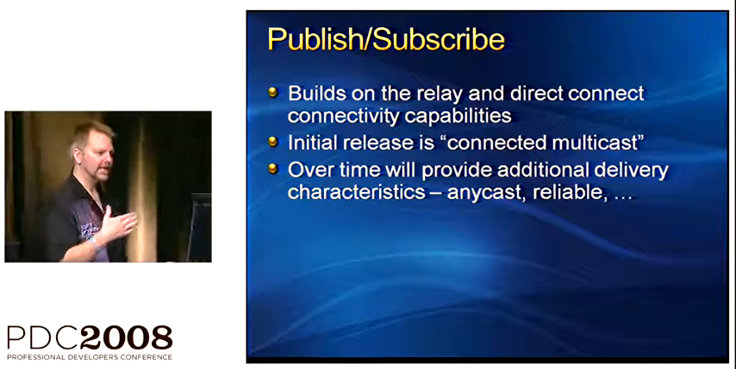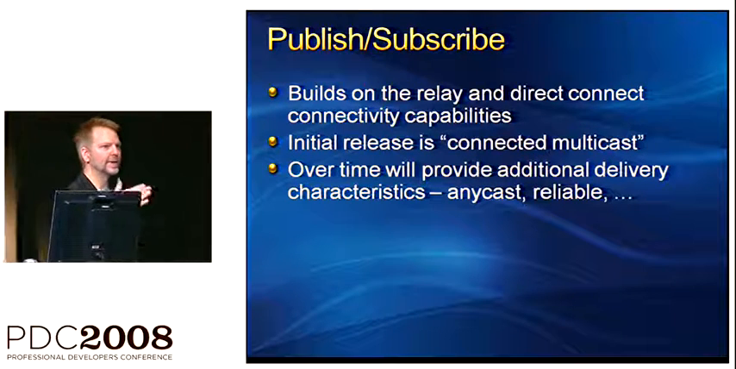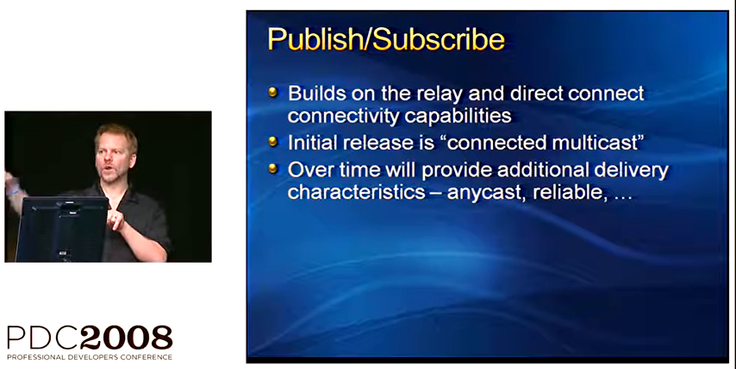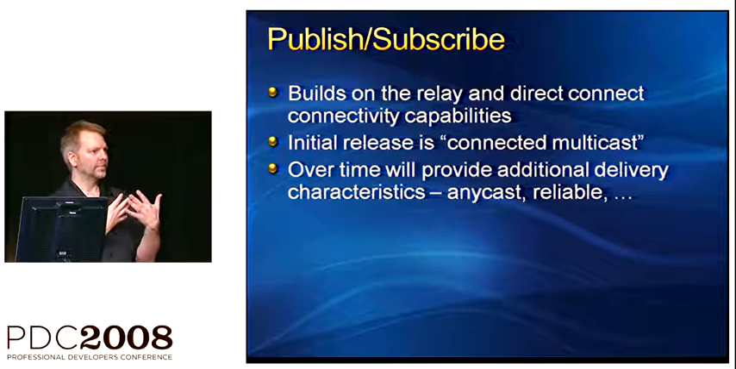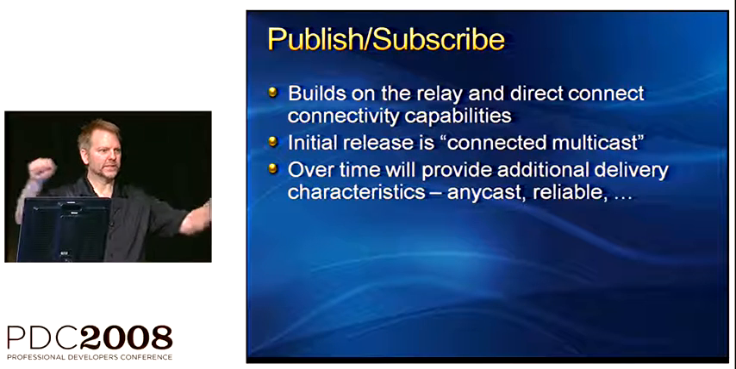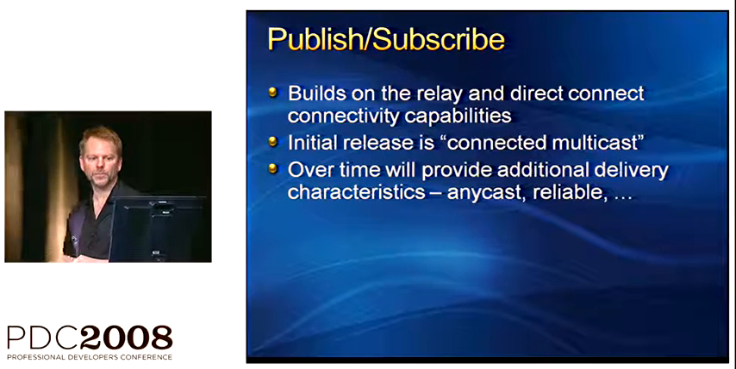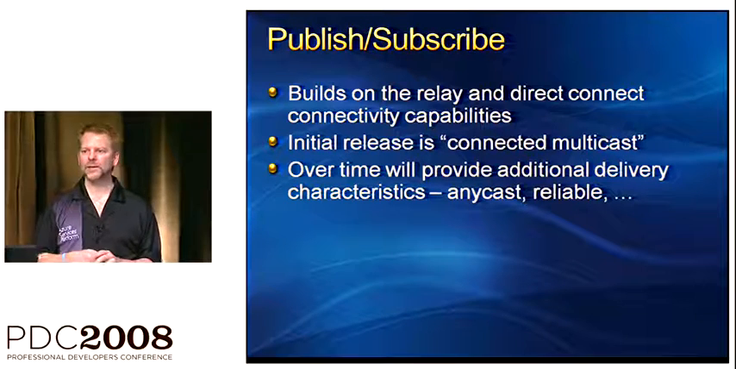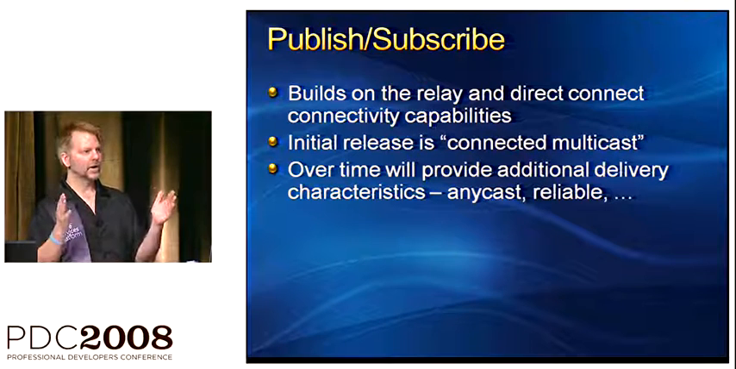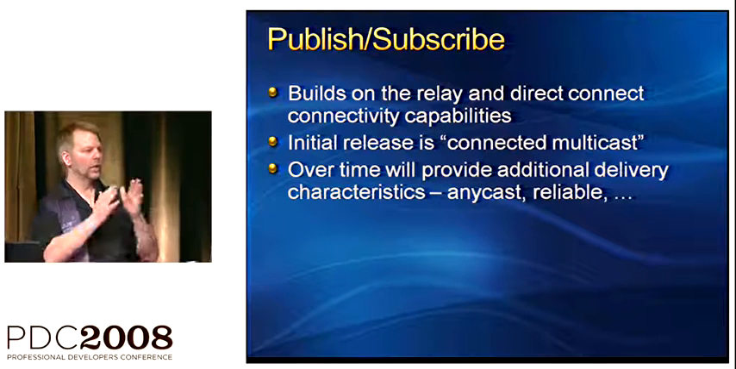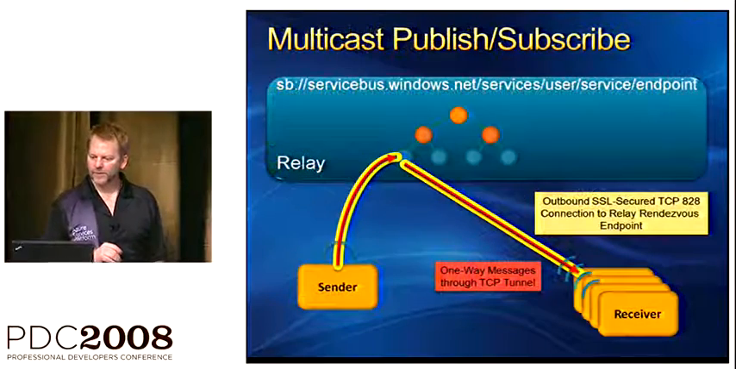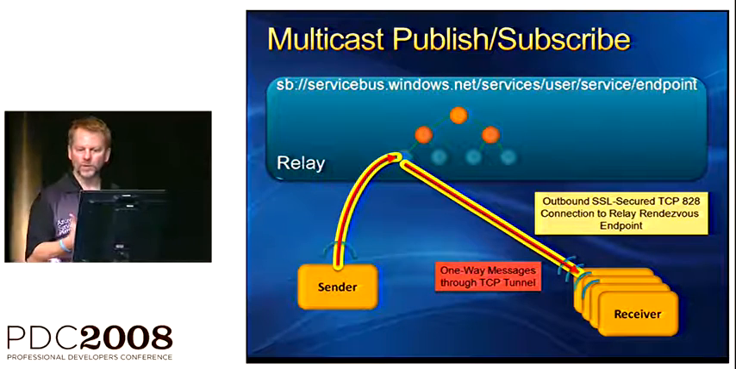Over time, we're going to be extending the initial connected multicast model to support things like Anycast, which is pick one of the listeners, or add the ability to do reliable multicast so that we can ensure that everybody who's listening gets the message. That involves additional buffering. And so there'll be more connectivity modes that are applied to the publish and subscribe capability. But to start, as long as the listeners are online and ready to go, we'll get those messages out to them and delivered. So let's take a look at the basic model here, and it's not really that surprising.